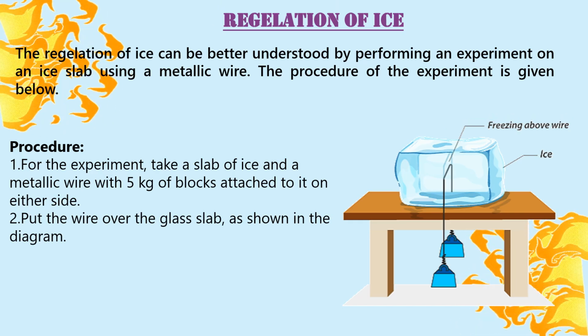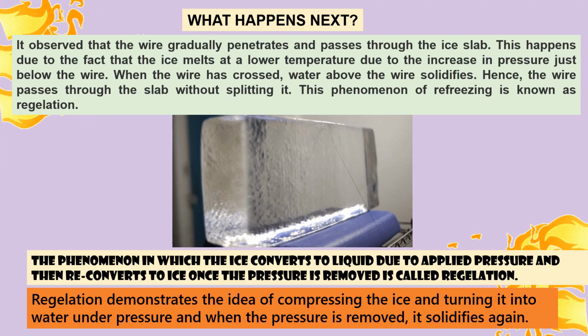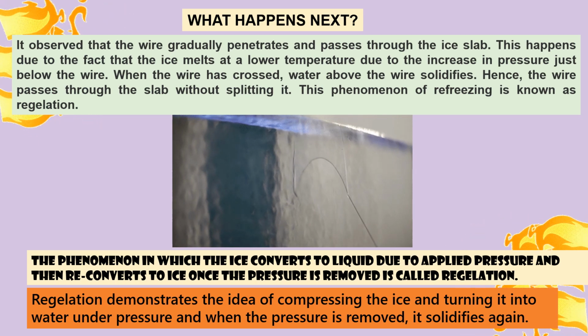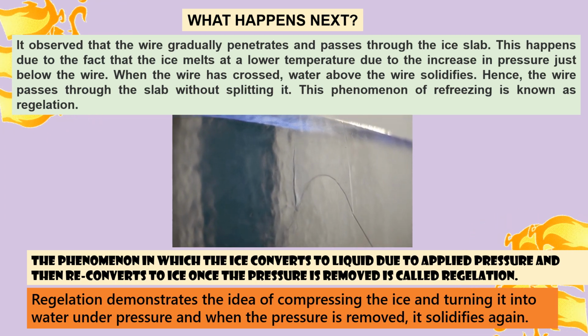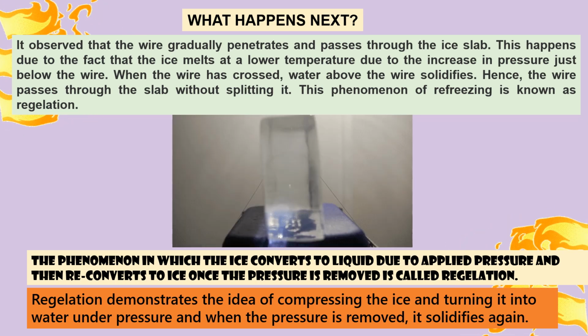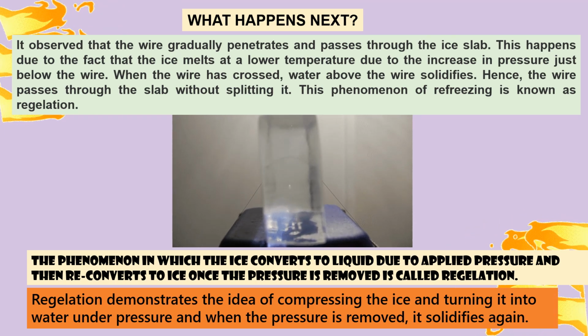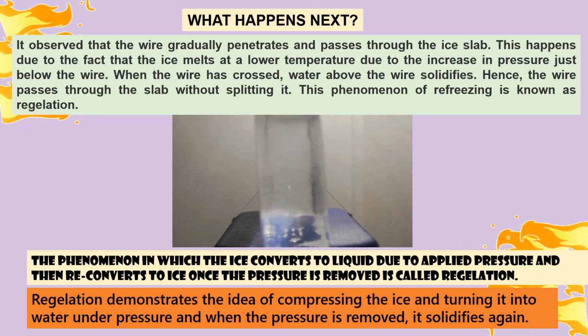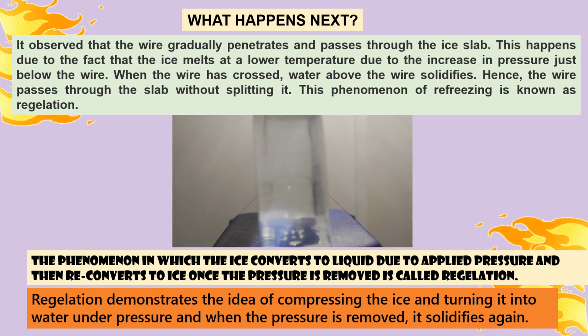Now what will you see? It is observed that the wire gradually penetrates. If you see carefully, it is penetrating into the ice slab. This happens due to the fact that the ice melts at a lower temperature due to the increase in pressure just below the wire.